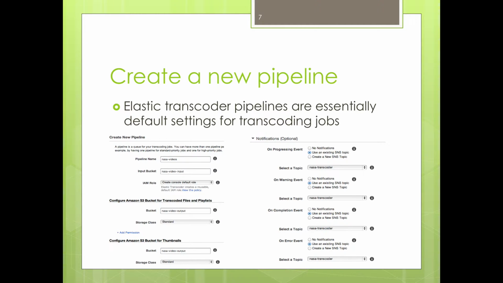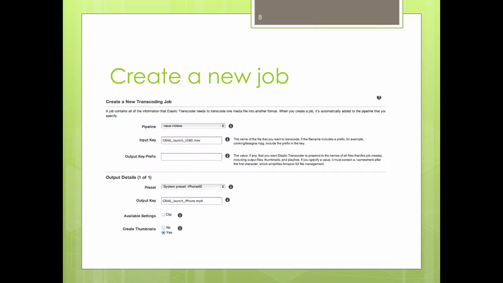Pipelines are basically some very simple default settings for input and output buckets as well as notifications. And if you want a separate bucket for thumbnails, you can create that as well. But I did not for this. Makes things a lot easier once you actually start creating jobs. So you have to create a pipeline first, and then from there you create your first job. Again, very simple, click Create a New Job, and select the pipeline that you want to use. For this, I'm using the NASA videos pipeline I created earlier.